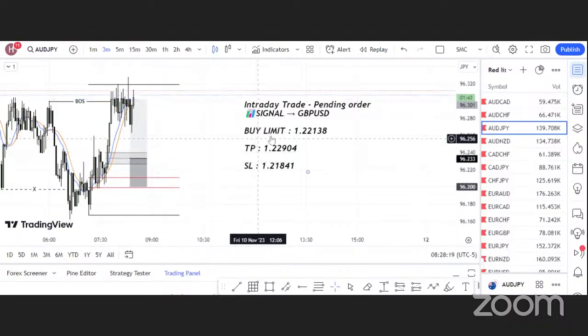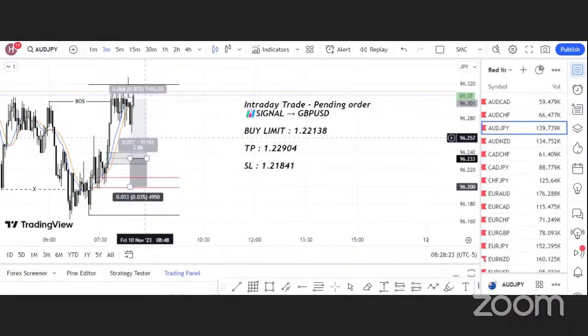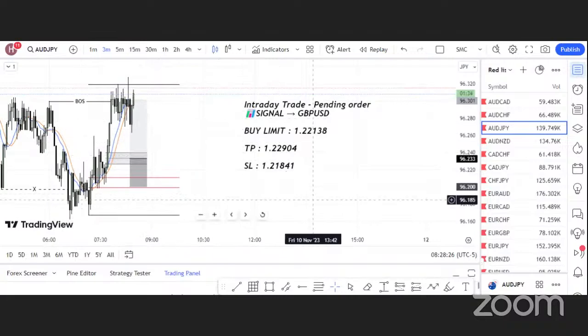All right. So now we'll go into the app and we are going to set a pending order for this. Then we are going to buy and sell. All right. So let's go there. Let me show you how this is done properly.